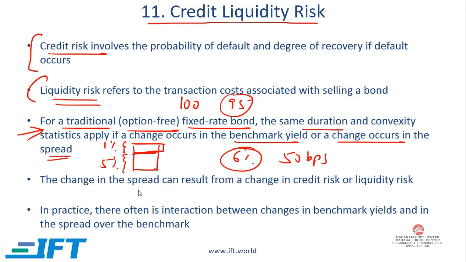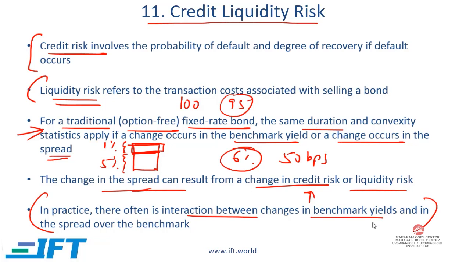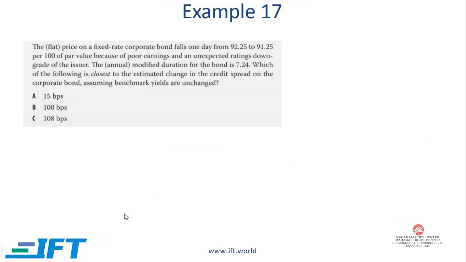As I have alluded to, the change in this spread can result from a change in credit risk or a change in liquidity risk. If the credit risk increases, then the spread will increase. Similarly, if the liquidity risk increases, then the spread will increase. And as a final remark, in practice, there often is interaction between changes in benchmark yields and spread over the benchmark. Let us now go over an example which illustrates what we are talking about.